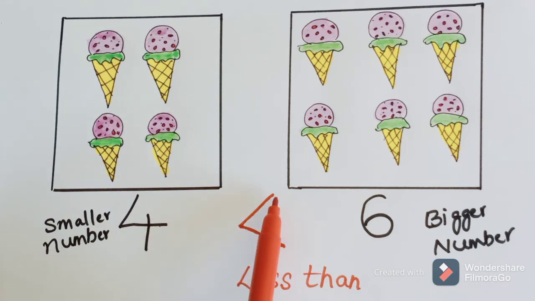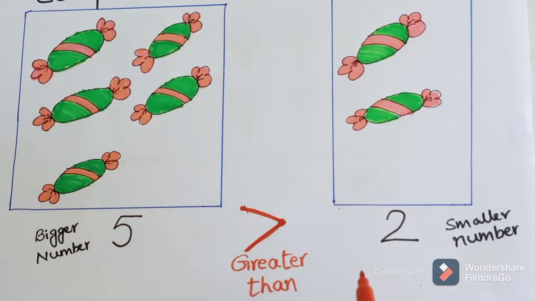If you open your mouth, it is like an open mouth symbol. So the open mouth should always face the bigger numbers, but the arrow points towards the smaller numbers. What is the name of the symbol, children? It is less than. To show the smaller numbers, we use the less than symbol, whereas to show the bigger numbers, we use the greater than symbol.